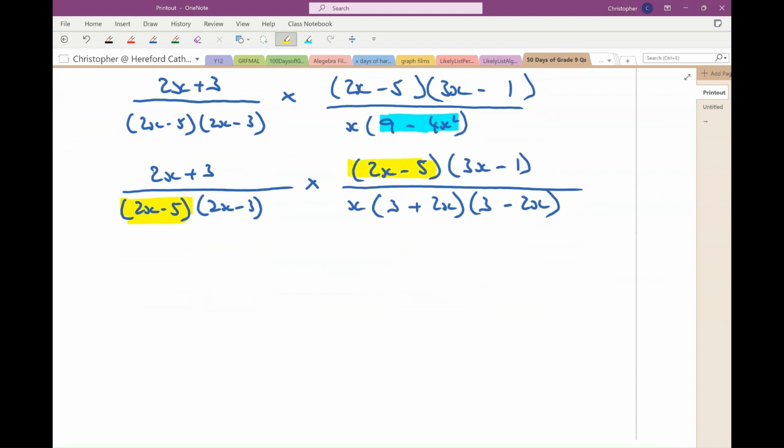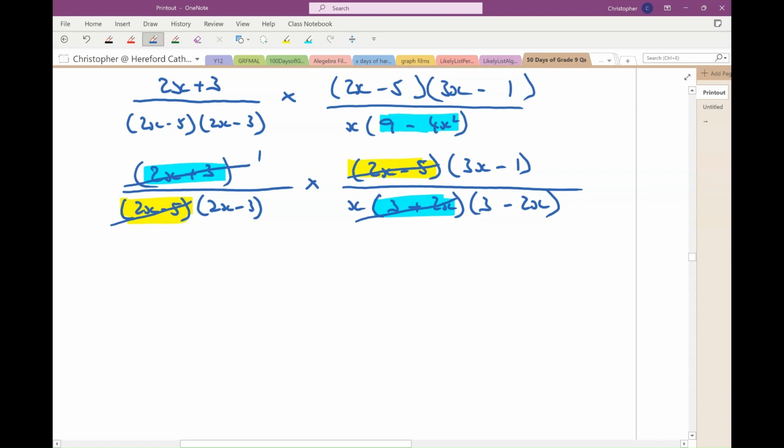Brilliant. And look at this. I can also cancel that and that. So when I can divide this by 2x plus 3, that leaves me with 1, of course, and cancel there. And now I can cancel here and here. I can't see any more cancelling.